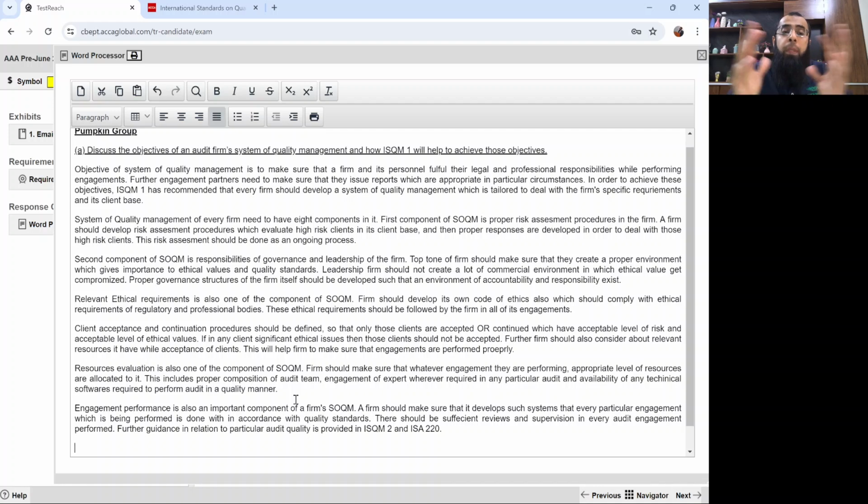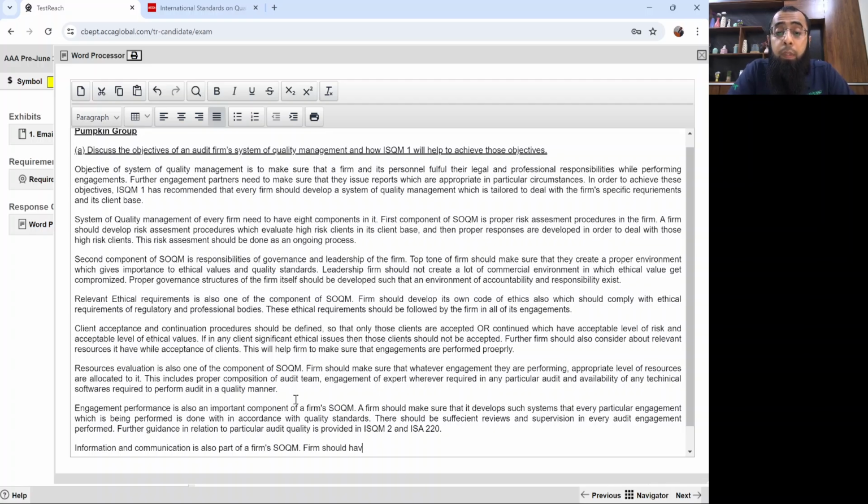See, you are developing a system of quality management, and when you are developing a system of quality management, you need to make sure that 8 components are present in the firm's quality management function. Okay, information and communication is also part of a firm's SOQM.